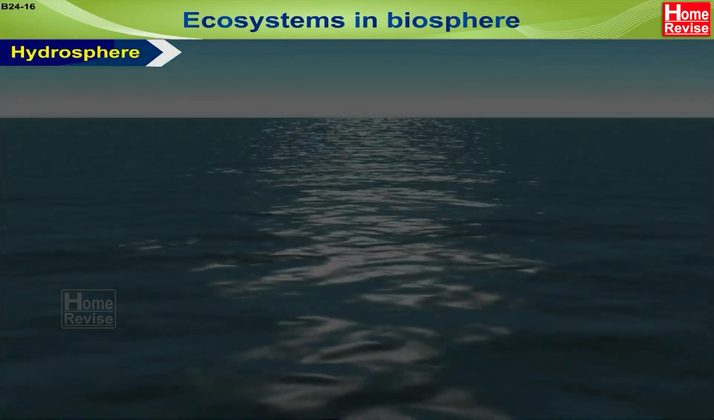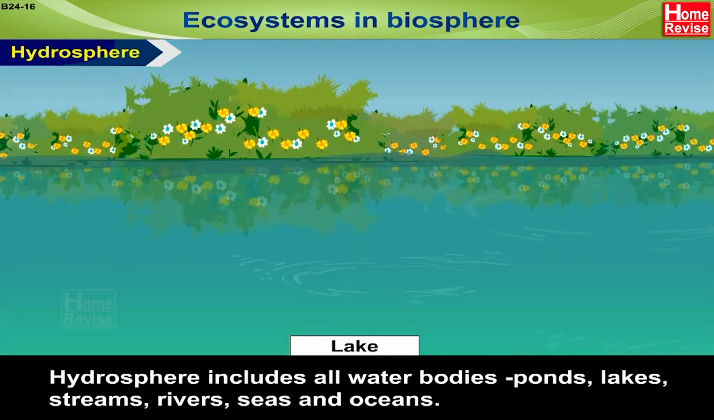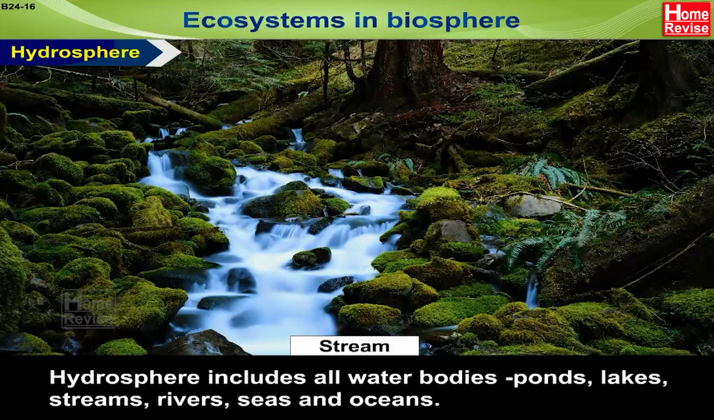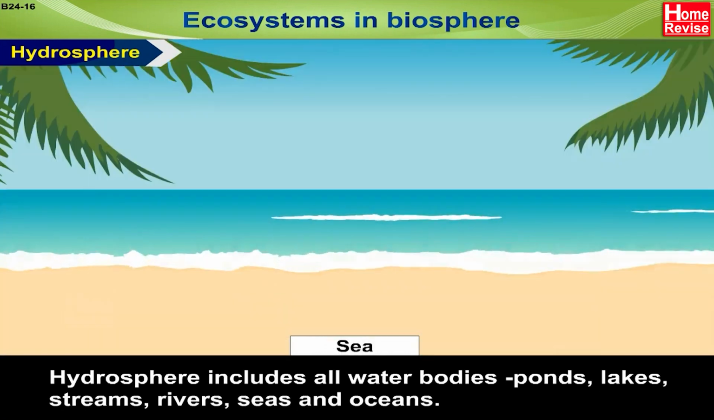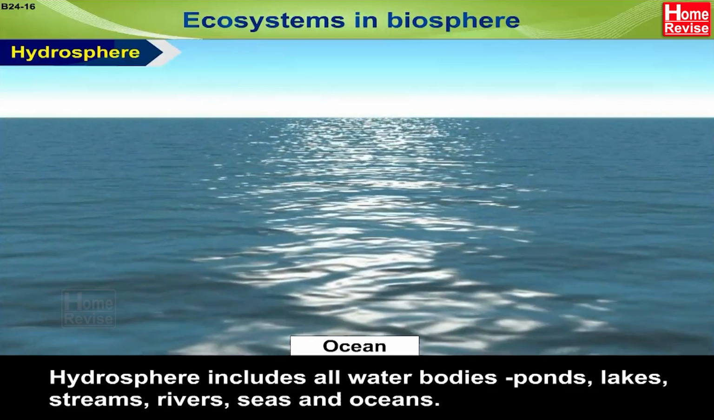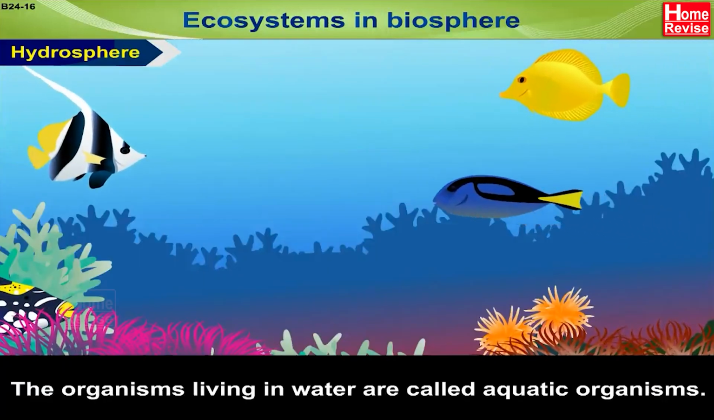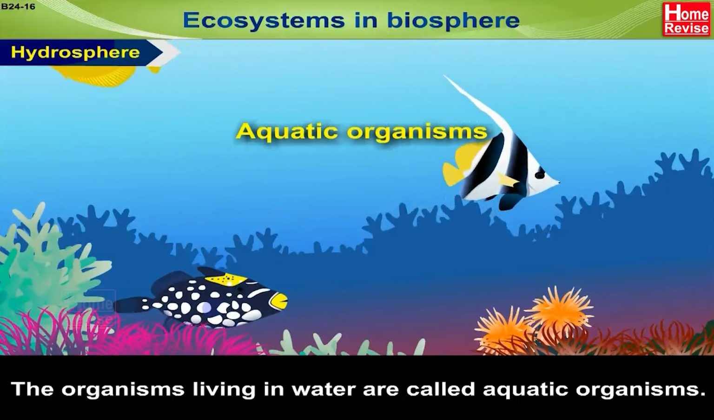Hydrosphere. Hydrosphere includes all water bodies: ponds, lakes, streams, rivers, seas, and oceans. The organisms living in water are called aquatic organisms.